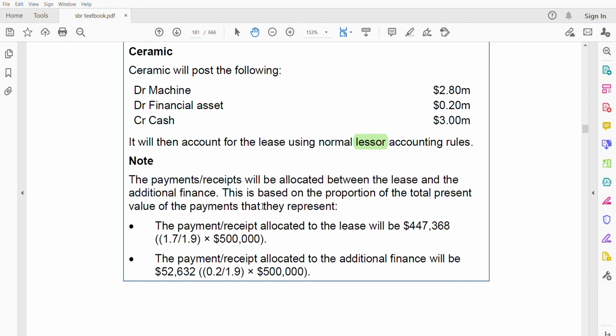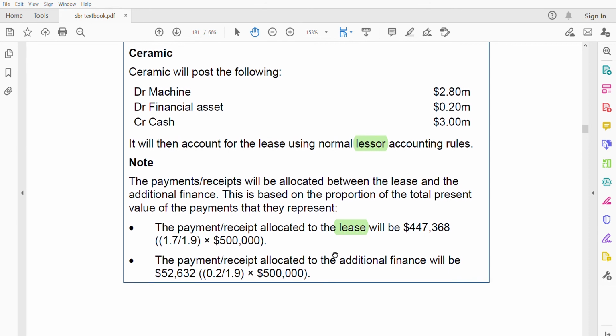Okay. So the payment or receipt allocated to the lessee will be this much. How? Why? Because it is based on this. And this payment and receipt, this 52 comes from there, which is allocated to additional finance. This is allocated to lease. And this payment and receipt is allocated to the additional finance. So that means when you add this, you should get 500,000.